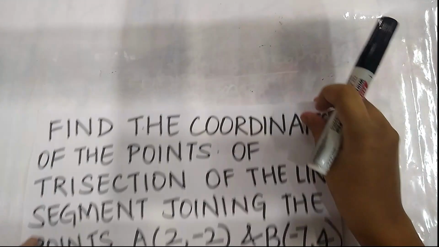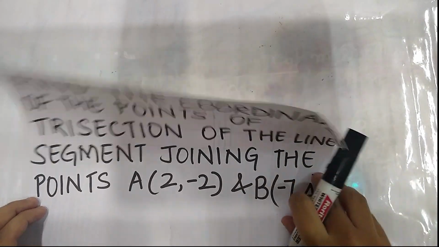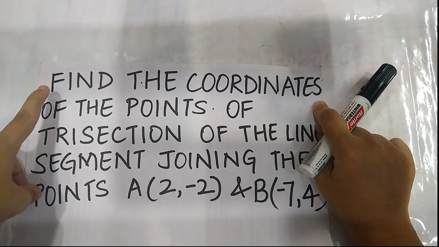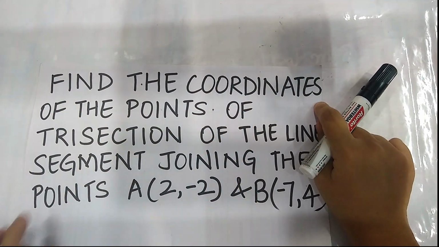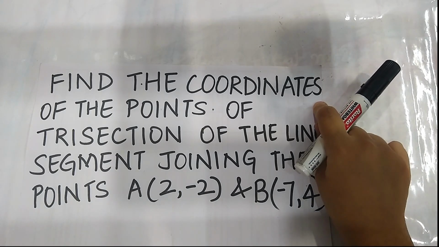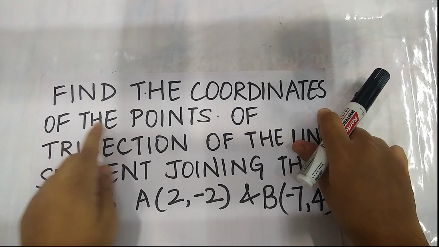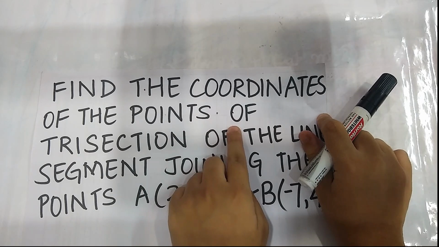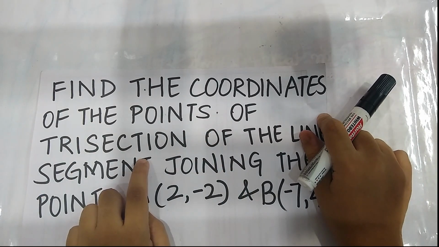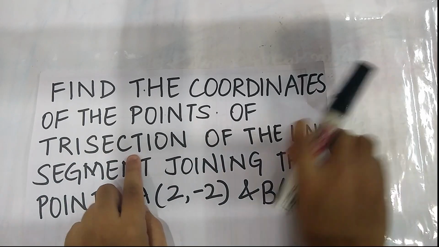Now what we have here is a different kind of problem. Let us look at the problem statement. Find the coordinates, which means the x comma y is what we have to find, of the points of trisection. Now what do you mean by trisection?